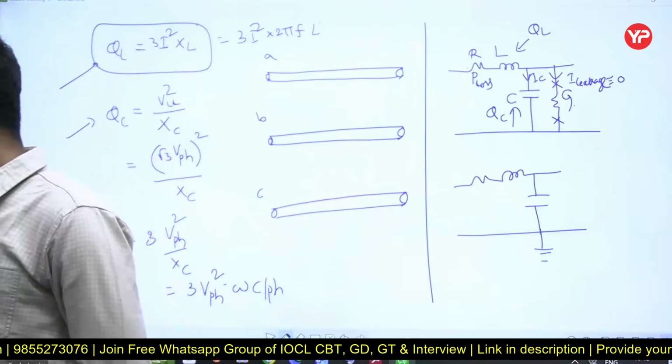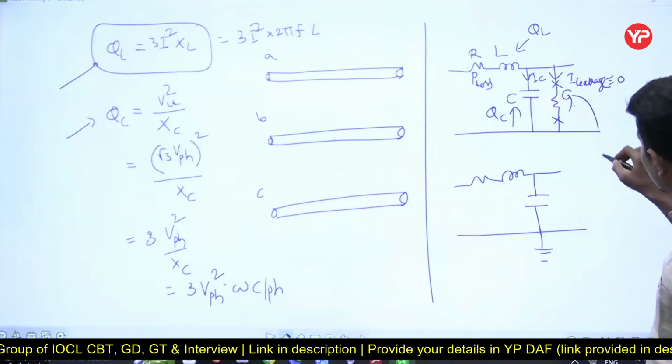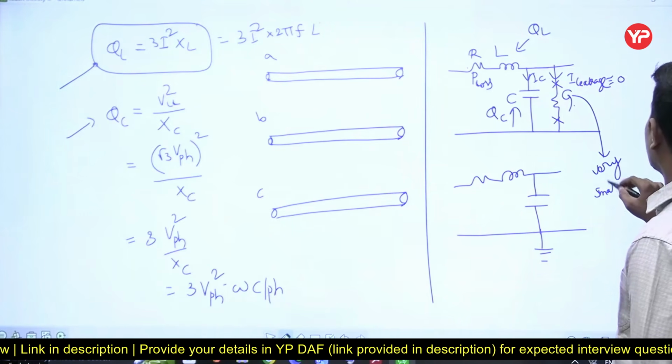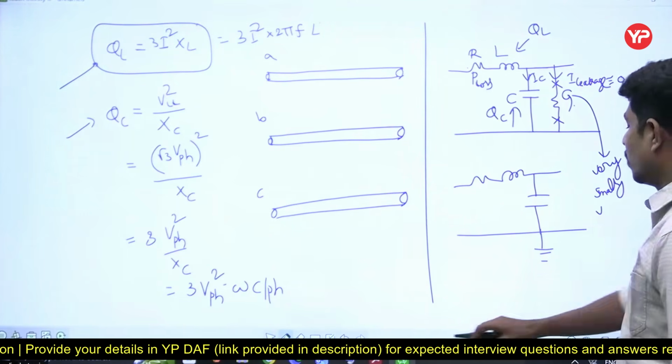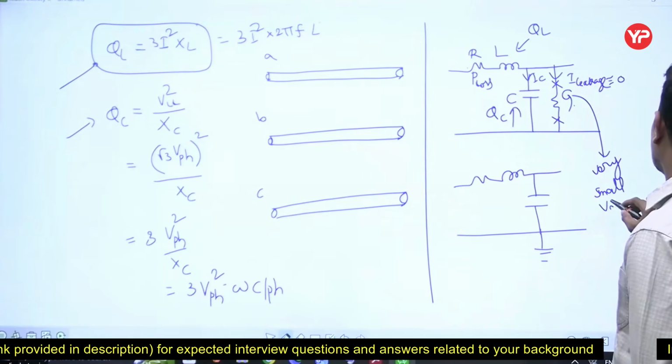Neglected because of minimum voltage. No, why is voltage minimum? Voltage is not minimum. This G itself is a very small value. This is a very small value. Small value, please, not smally. Very small value.